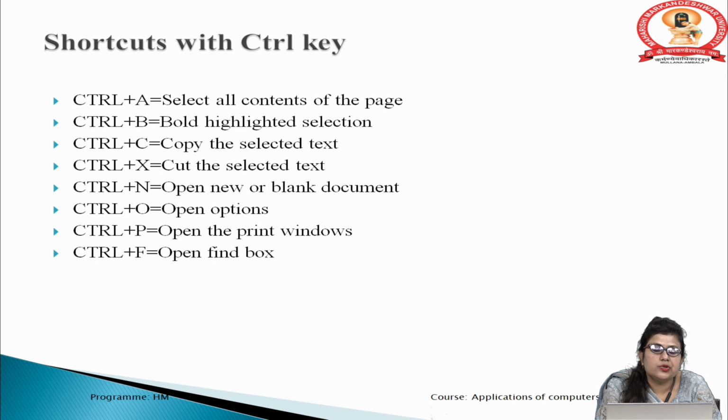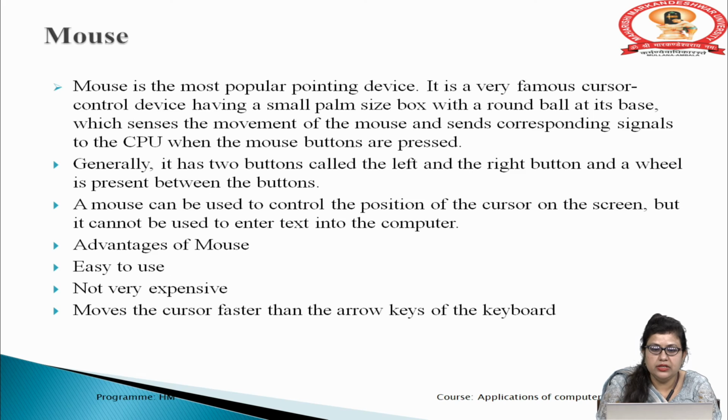Control plus N is to open a new or blank document. Control plus O is to open the options. Control plus P is to open the print window. Control plus F is to open the find box. This is related to the different types of keys.